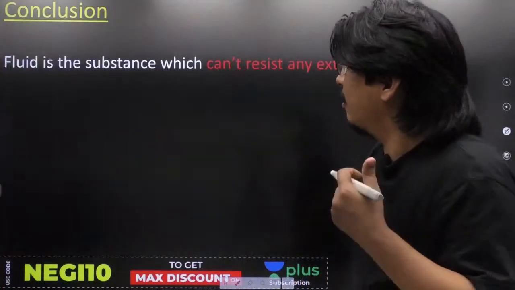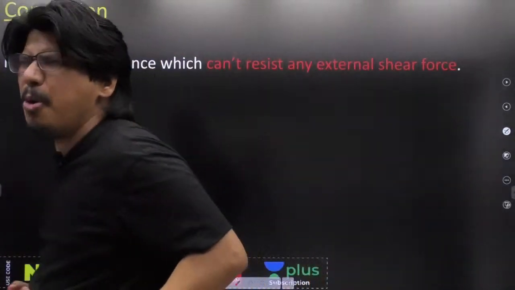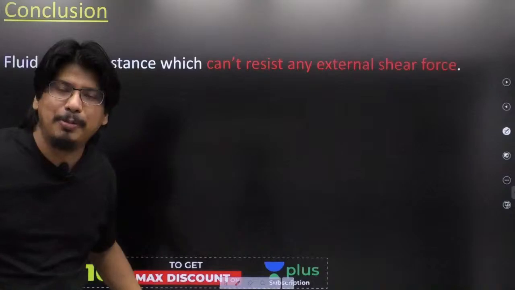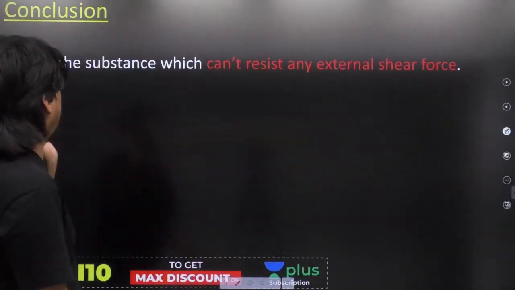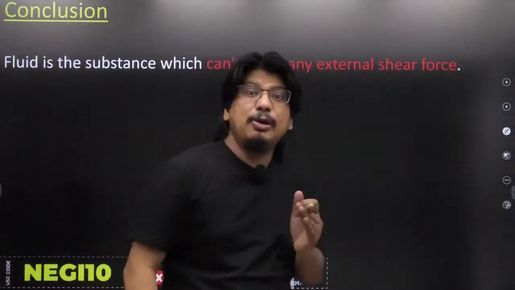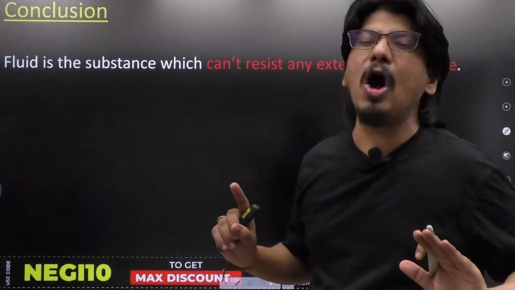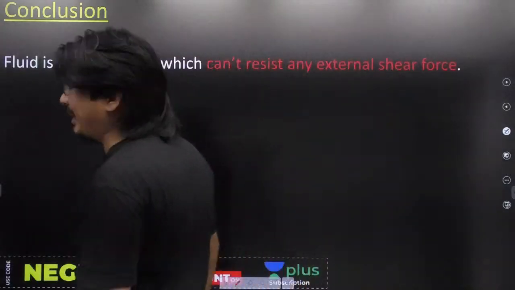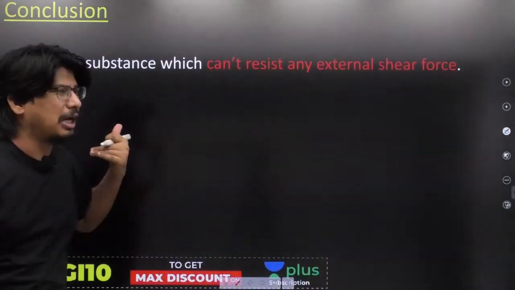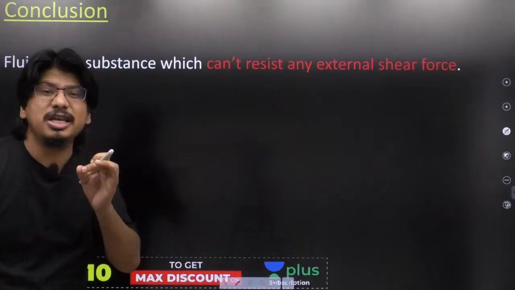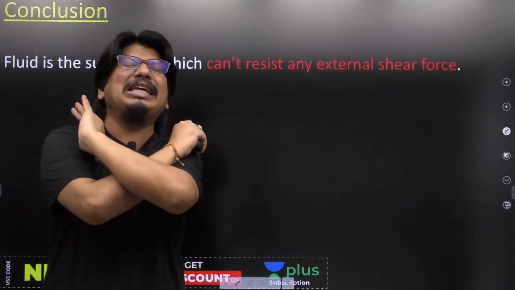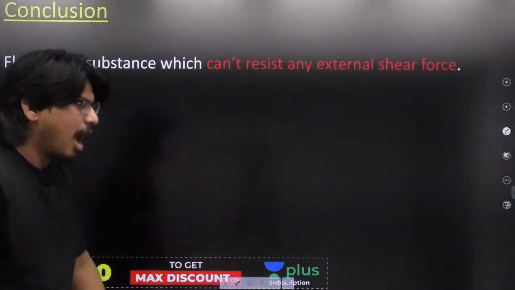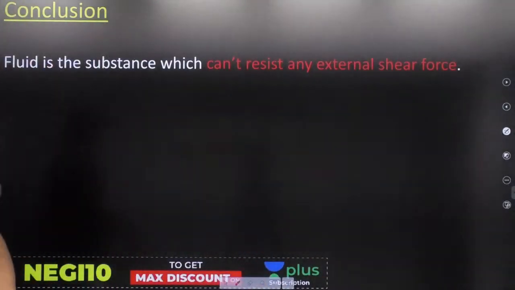This is what we have seen. Now after this, we have seen what? Beautiful conclusion. What was the beautiful conclusion? Are you able to recollect? Fluid is the substance which cannot resist any external shear force. Are you clear till here?